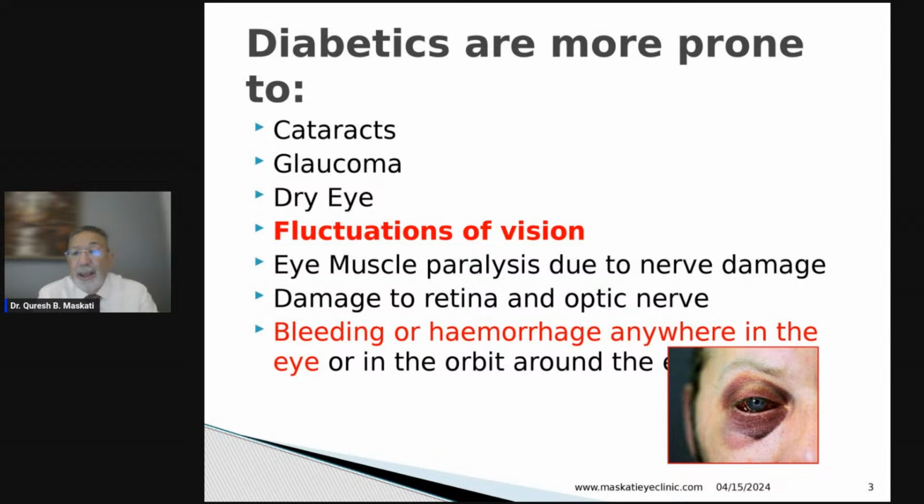As you can see, like a black eye that this lady has got, the skin around, there is what is called ecchymosis or hemorrhage. Inside the eye also there is hemorrhage under the conjunctiva. It's called subconjunctival hemorrhage. It can happen with trivial trauma. It can even happen without any trauma in a diabetic.